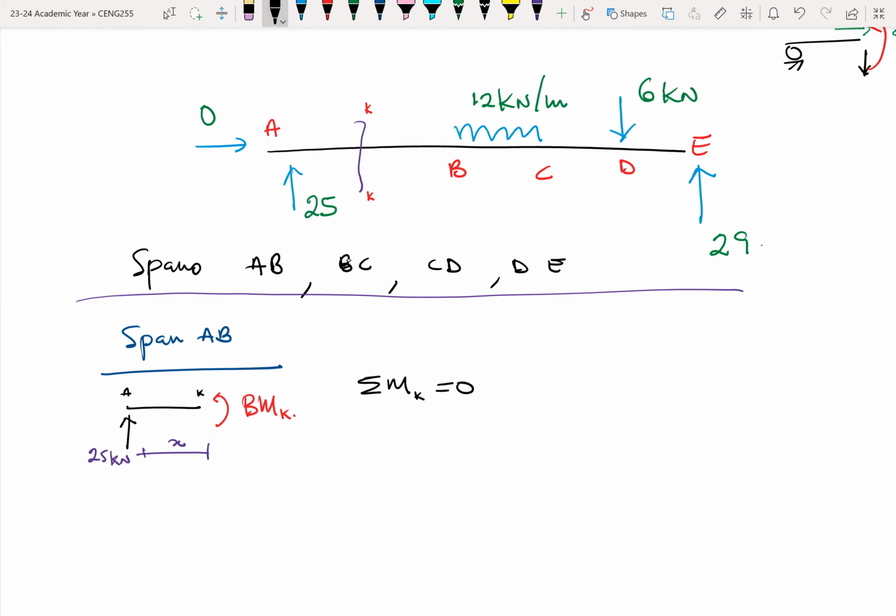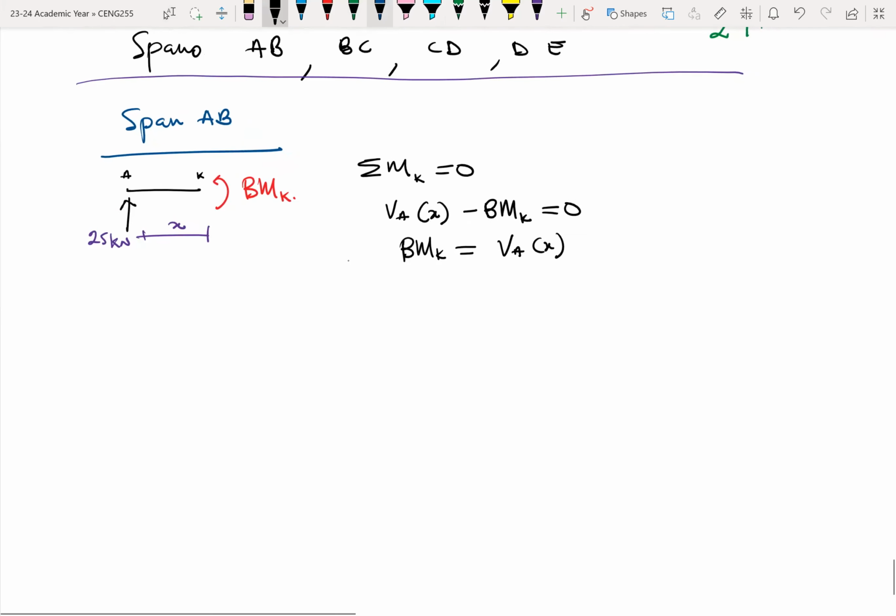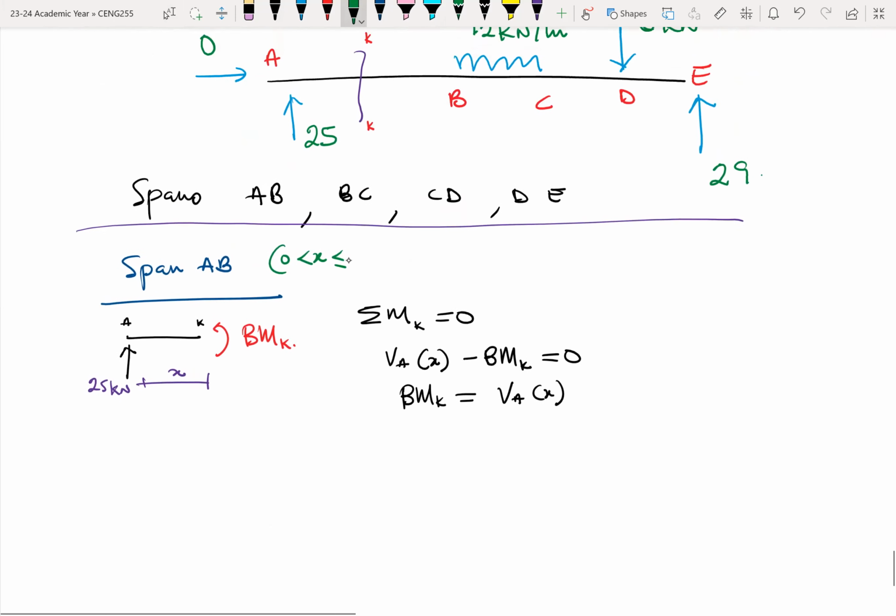So here it means that VA times X minus bending moment at K equals 0. So this equation, which means that VA X, or let me write it this way. Bending moment at K in this case is equal to VA times X. What this means is that X, let me put into brackets, X can vary from 0 to what? 4. Where 0 is at A and then 4 is at B.